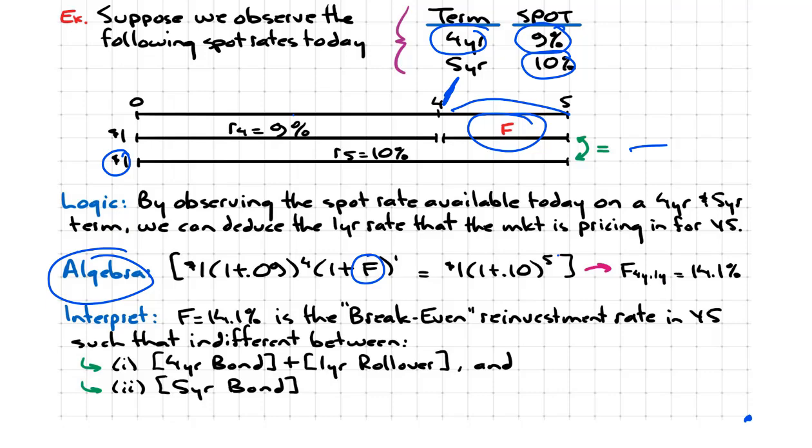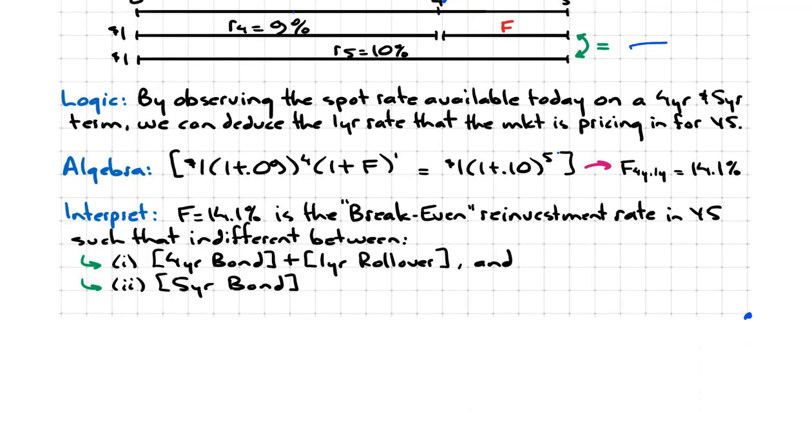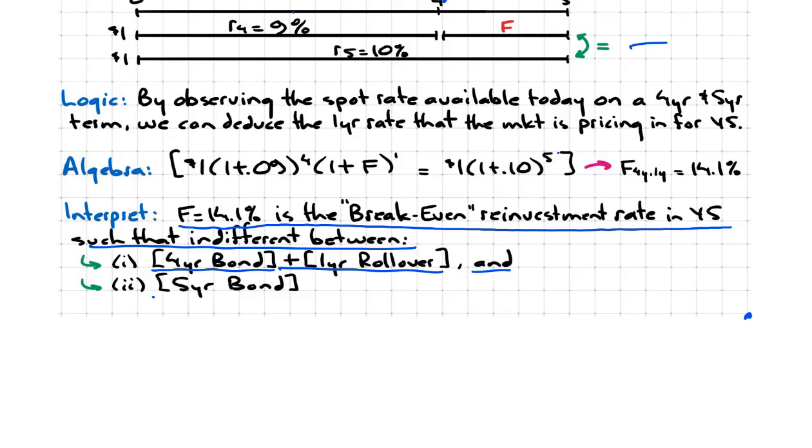And when you solve that, so when you solve for f, you get 14.1%. So the way to interpret this is as follows. The 14.1% forward rate is the break-even reinvestment rate in year 5, such that we are indifferent between a 4-year bond or a 4-year deposit plus 1 year rollover, and simply a 5-year bond or a 5-year deposit.